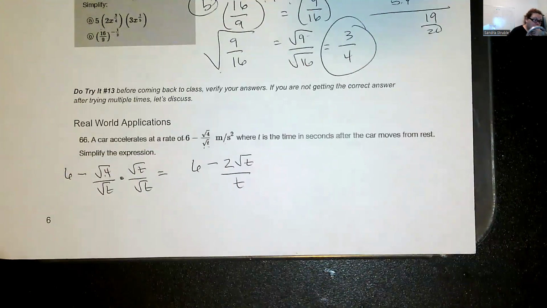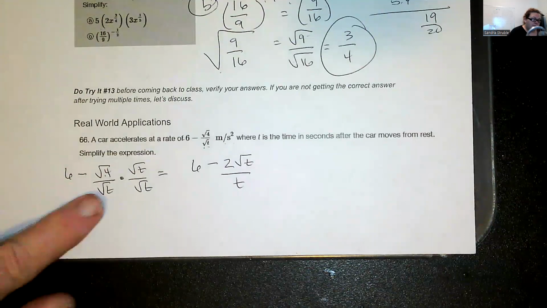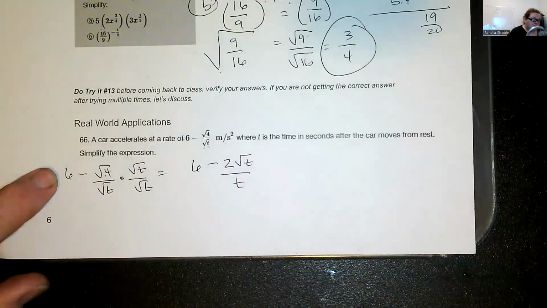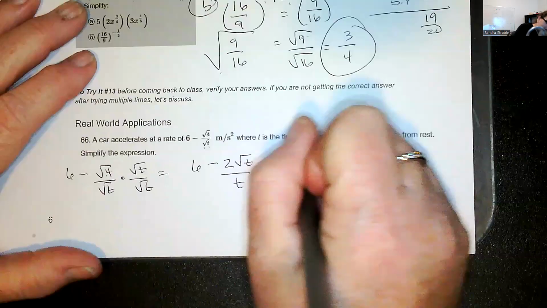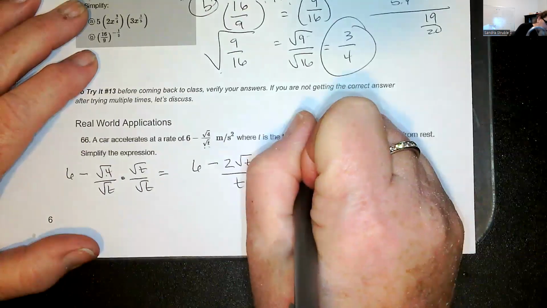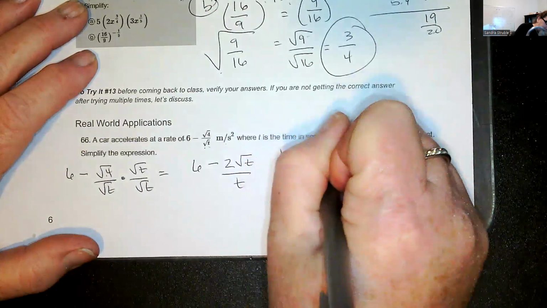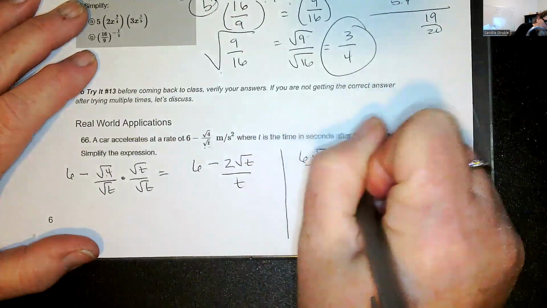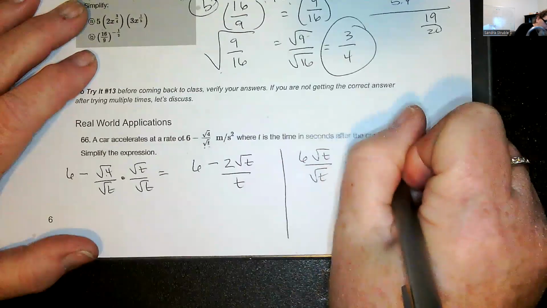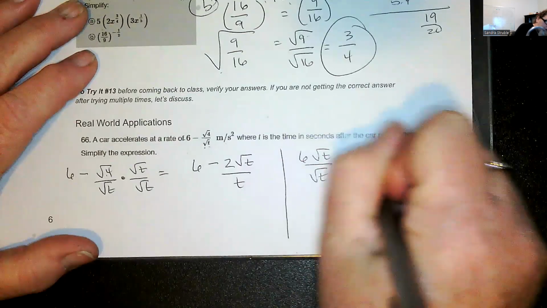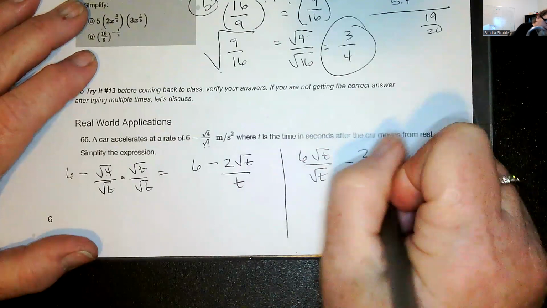There's many ways we could do this. We could have multiplied the square root of t times 6. Let's see if that does it. Now, this is fine. Let me see if I get the same answer the other way. So 6 square root of t over square root of t minus, I'm going to go ahead and do that to 2 square root of t over square root of t. Oh, this should be t.